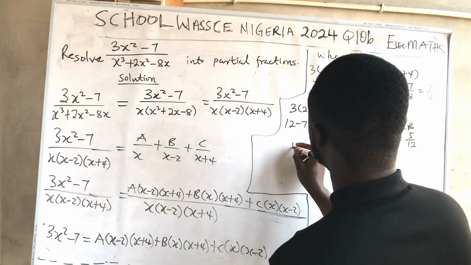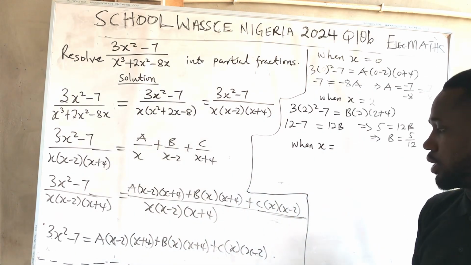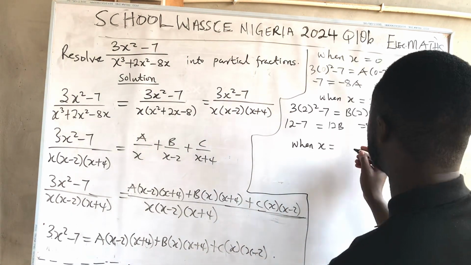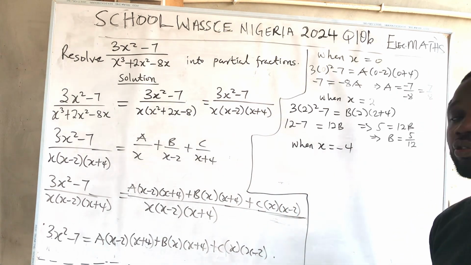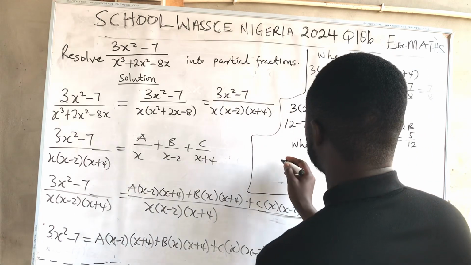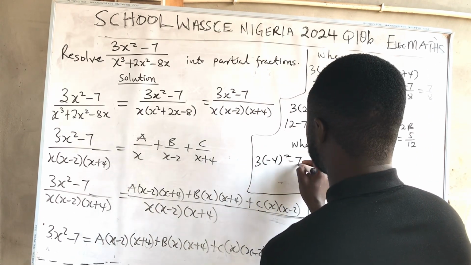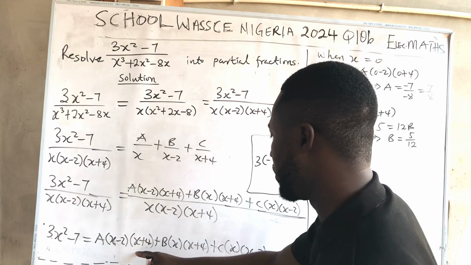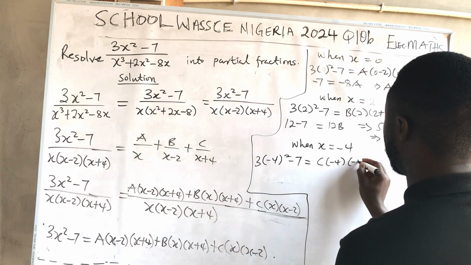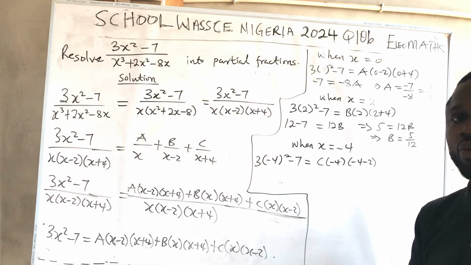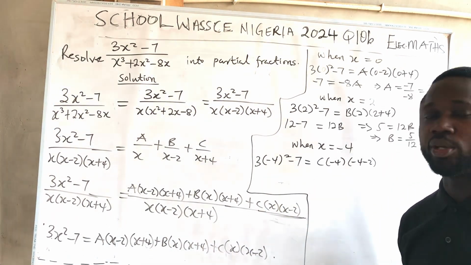Then I have c. When you want to solve for c, then when x is equal to negative 4, I think you can also solve for c. So that will give me 3 times negative 4 squared minus 7 equal to, here will be 0, here will be 0, so c times negative 4, and then negative 4 minus 2. So when x is equal to negative 4, the a and the b become 0.